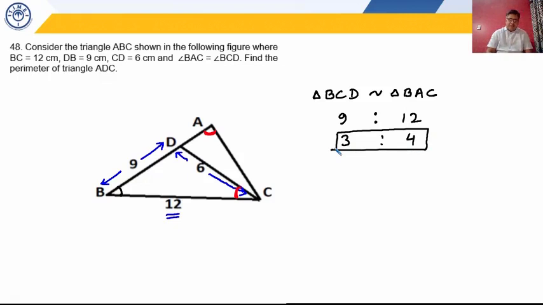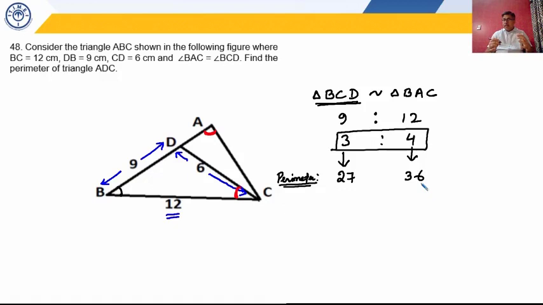We want to calculate the perimeter of triangle ADC. So first of all, what is the perimeter of triangle BCD? So far as BCD is concerned, it is this plus this plus this is 27. If 3 is 27, then 4 is 36. Can I say this is the ratio of perimeter? The ratio of corresponding side is equal to ratio of perimeter. So 9 plus 6 plus 12 is 27. So the perimeter of the bigger triangle is 36. Right?